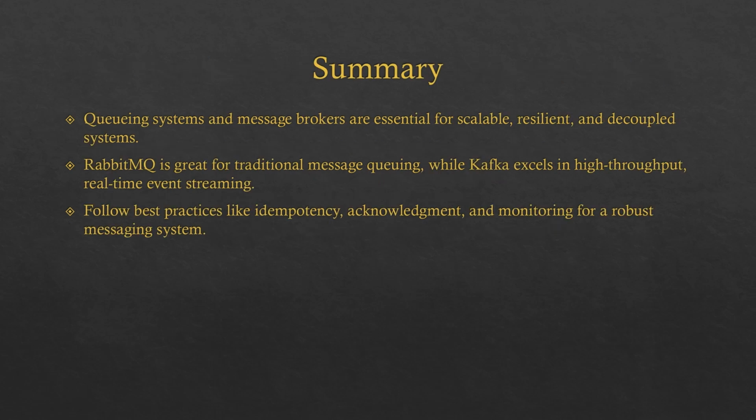To summarize, queuing systems and message brokers are essential for building scalable, resilient, and decoupled systems. RabbitMQ is ideal for traditional message queuing, while Kafka excels in real-time event streaming and high-throughput applications. By following best practices like idempotency, acknowledgement, and monitoring, we can ensure that message systems remain reliable and effective.